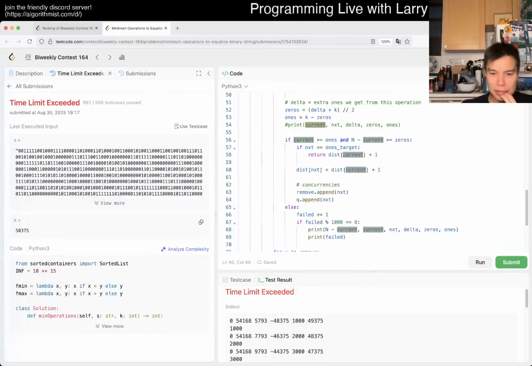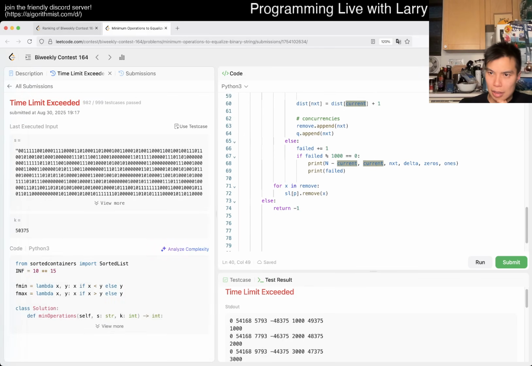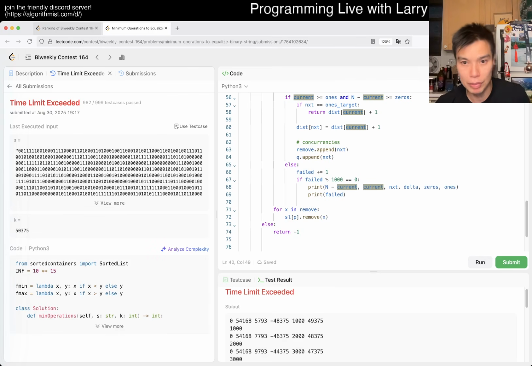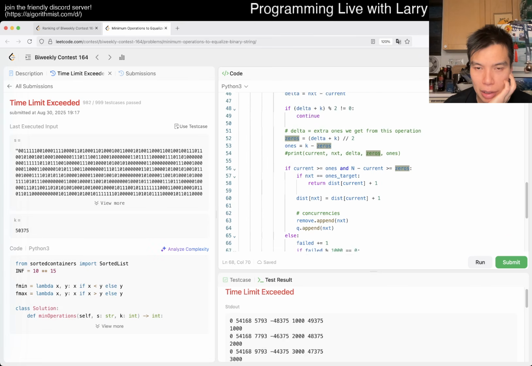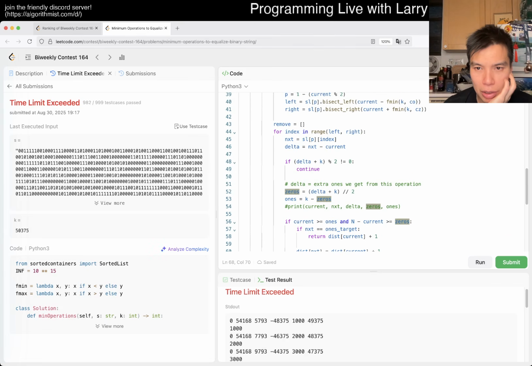What is this again? 50,000. Maybe I won't get it, but okay. So number of ones, number of zeros. We don't have enough zeros, and yet we keep iterating. That's not good, right?